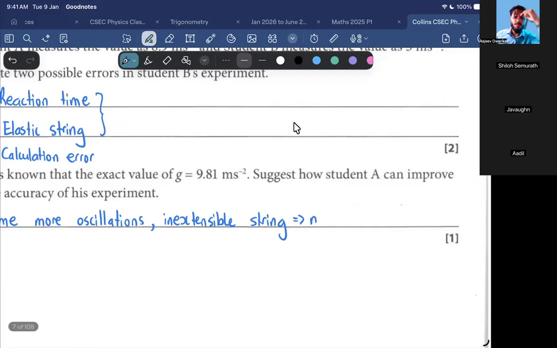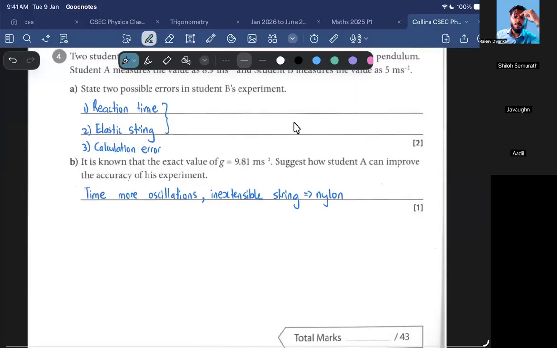Oh, you know what's nylon? Or like, what is used for fishing? Yes, sir. I think that's nylon. It's used for fishing, but that's it.